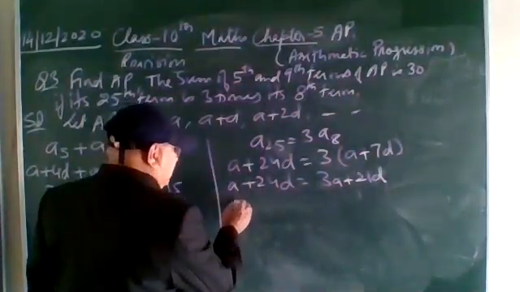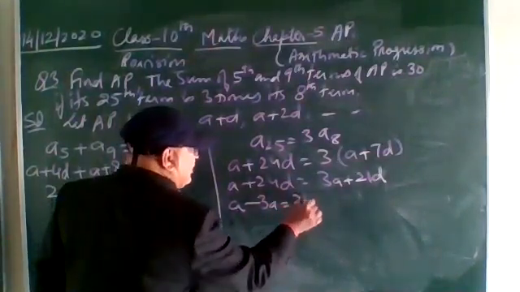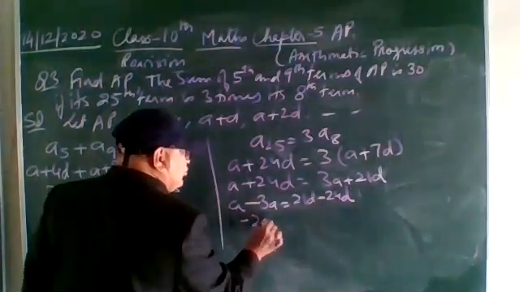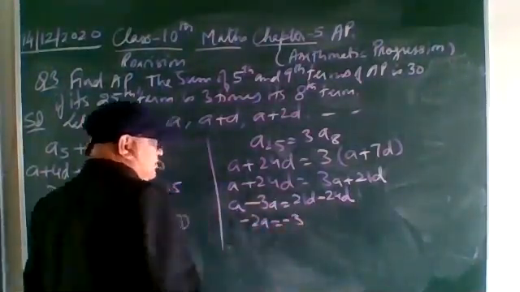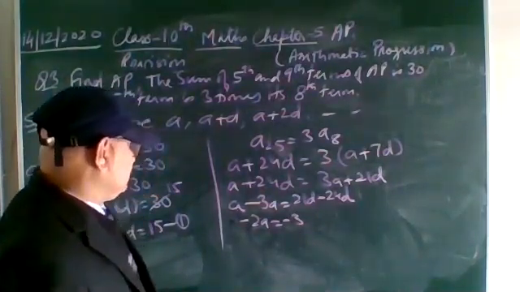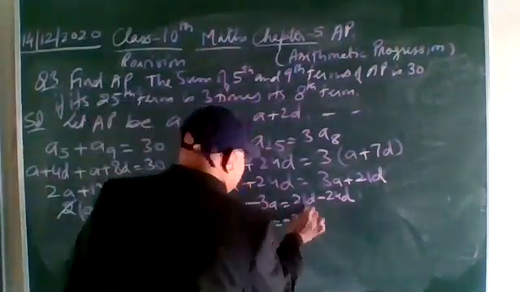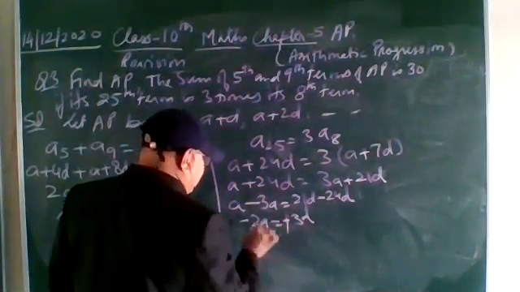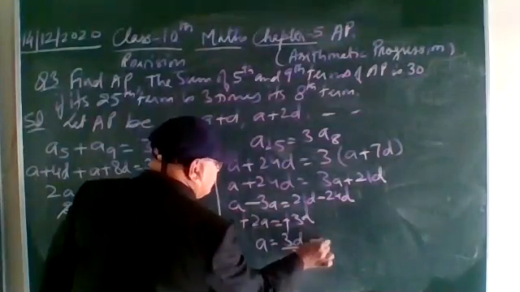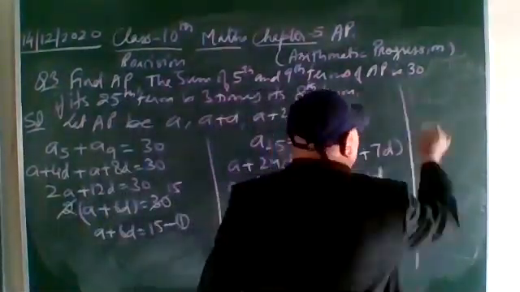So what will you say now? A minus 3A equal to 21D minus 24D. So minus 2A equal to minus 3D. So minus minus cancel. A equal to 3D upon 2. This is equation 2. Now you can do this question.